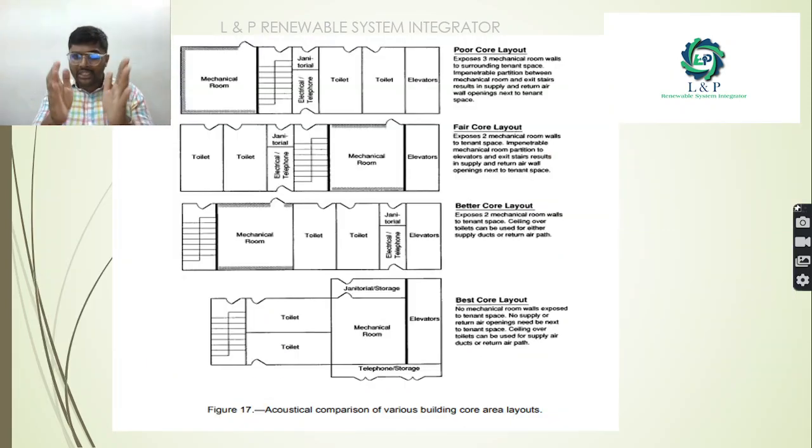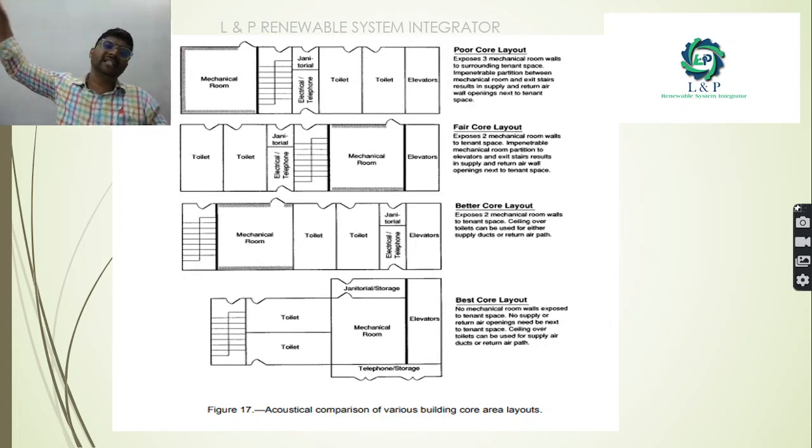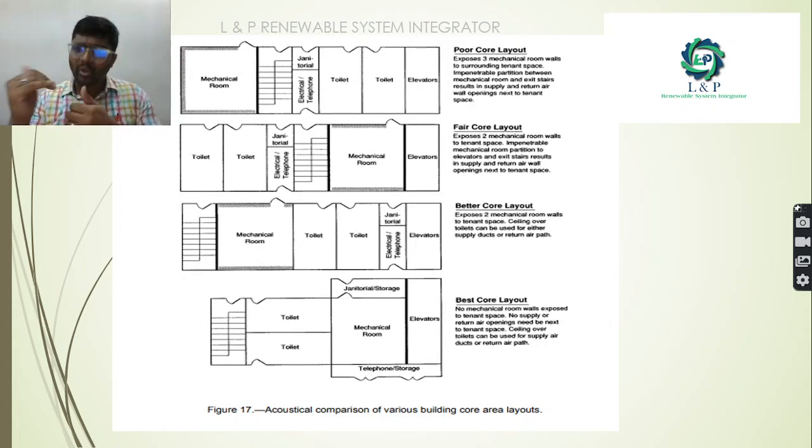If you plan to establish a mechanical room, especially when you make the acoustical comparisons for the building core areas, you might have elevators, toilets, electric and telephone rooms, janitor and mechanical room. If you design the mechanical room very near to the stair, it is very difficult to take the ducts across the staircase. It is a poor core layout.